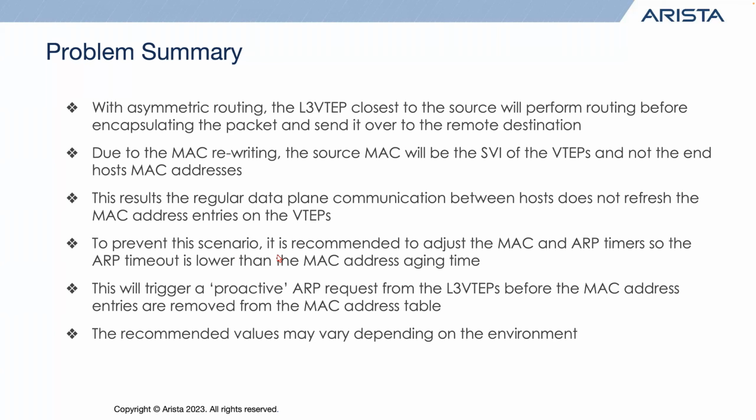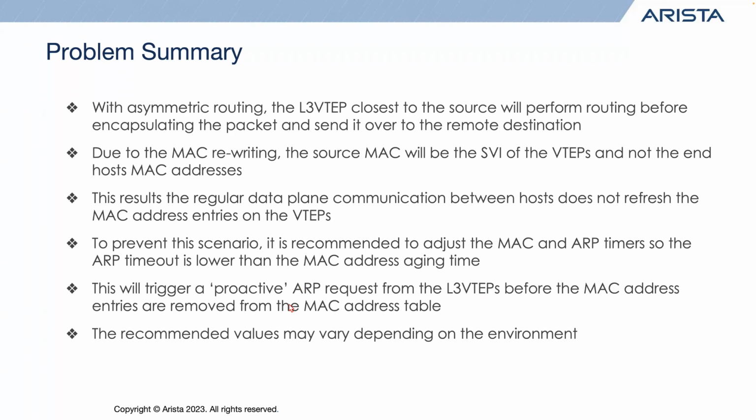And as we saw in the lab, in order to prevent that, the solution is pretty straightforward. You just need to adjust the MAC and ARP timers, so that the ARP timeout is lower than the MAC aging time. So this will trigger a proactive ARP request from the layer 3 VTEP, and then we are going to get the ARP reply triggering the MAC address learning.